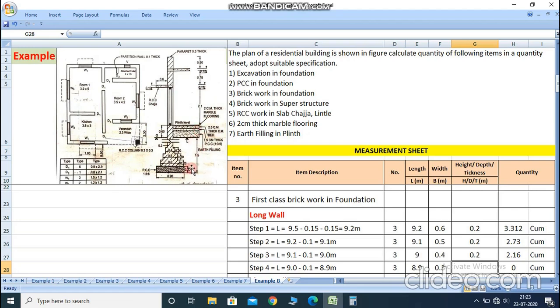minus 0.3 minus 0.2 minus 0.2 minus 0.2. So we got a value at this point, and plus 0.6 because we calculated up to plinth level. Clear? So we use the calculator.